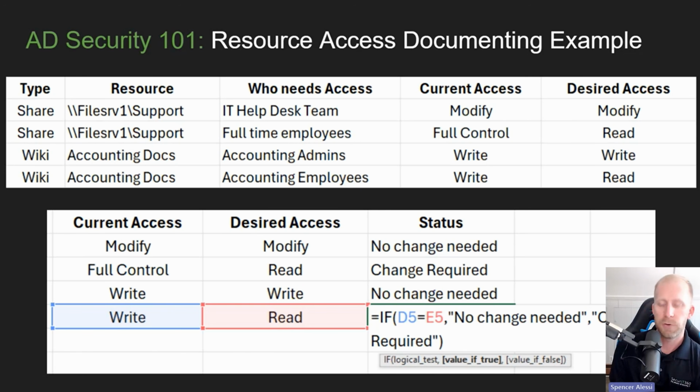So for file shares, just document if it's a share or a wiki, what the resource is, who needs access, and what level of access. I have an example here. Feel free to steal it. File share 1, IT, they need modify, right? It's their share. Whereas for accounting documents, or maybe a marketing department, just allow marketing to use that share and modify things in that share. There's no reason why we need other groups to be able to modify or have full control on those shares.